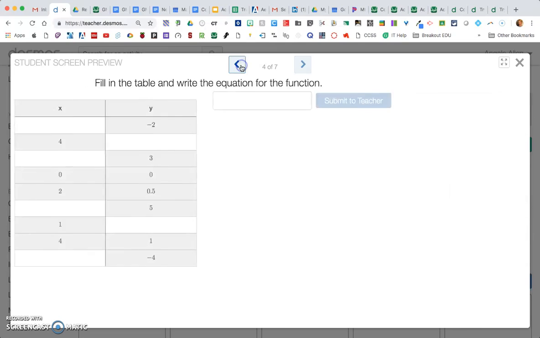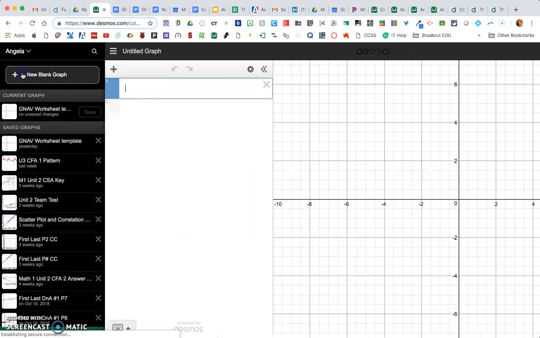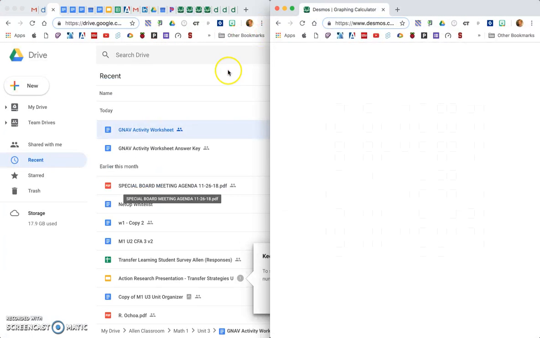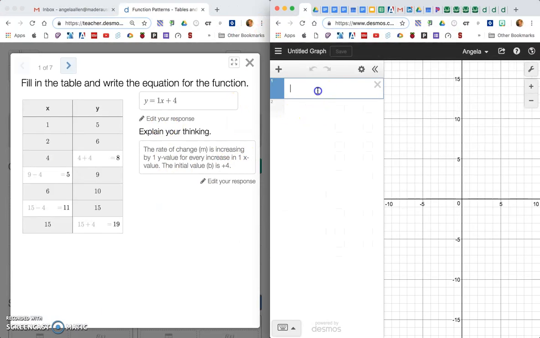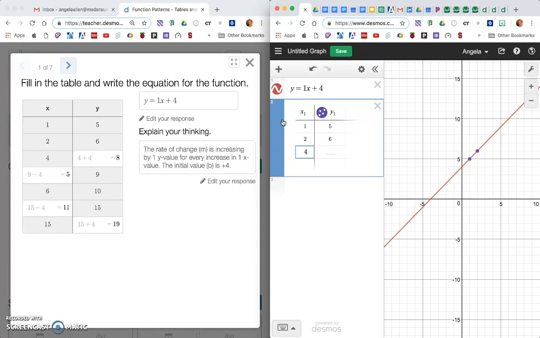What I want you to do is, after you have completed each slide, and I'll go back to the first one, I want you to open another tab and have a Desmos graphing calculator going. And you can split your screen using your tab scissors. And here I've got my equation, y equals 1x plus 4. That's going to put it on the graph, and then I'm going to add my table. So I'm going to put in my x values and my y values. 1 tab 5, 2 tab 6, 4 tab 8, 5 tab 9, and so on.